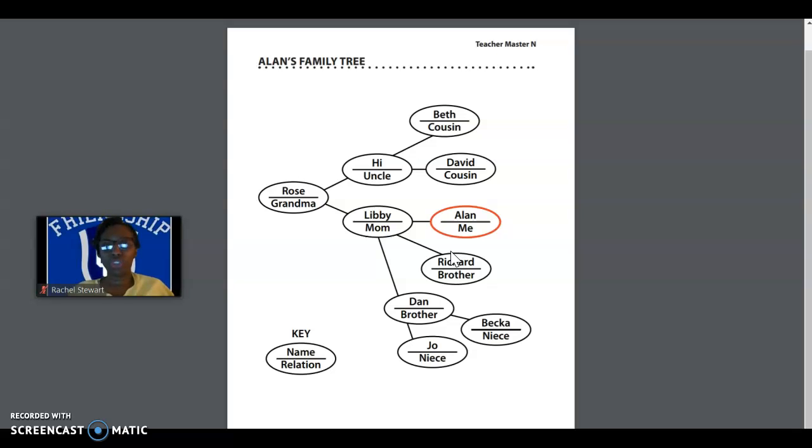How many children does Rose have? Well, Rose is Alan's grandmother. And it looks like Rose has two children, Hy and Libby. How do we know? Because they are directly connected to Rose. How many children does Rose have? How do you know? Because it's directly connected.